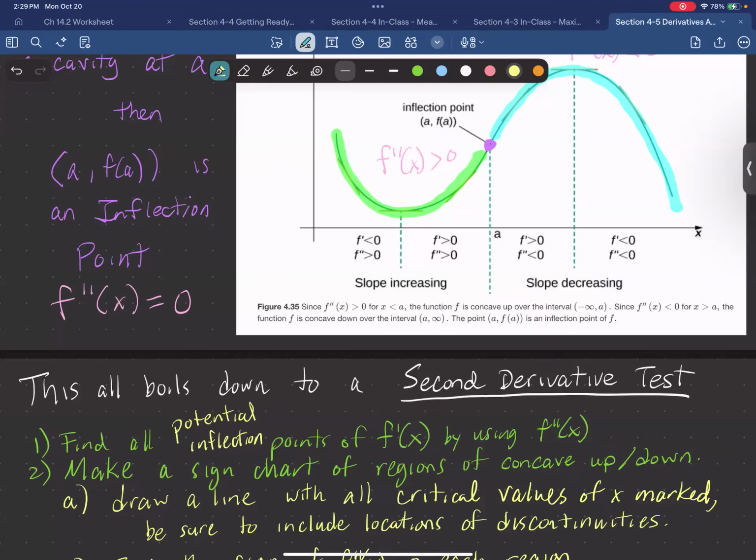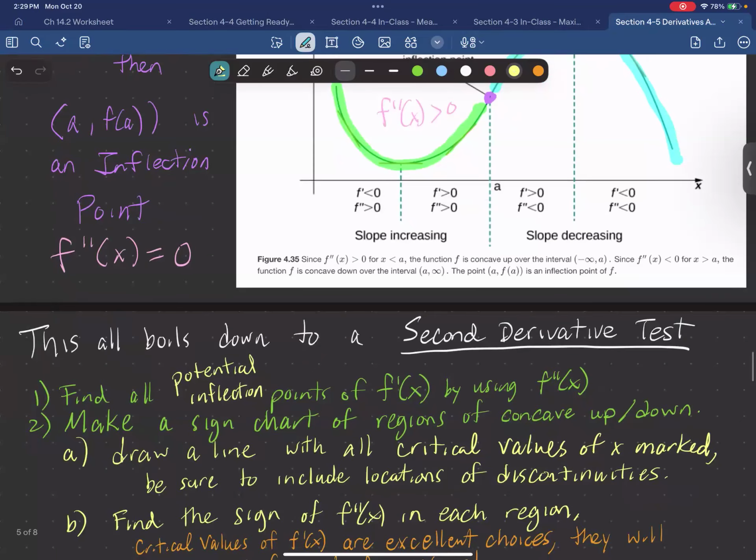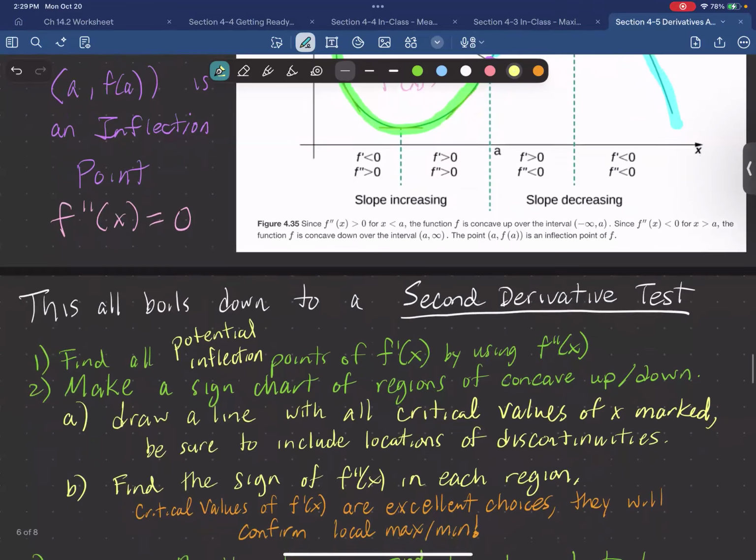And make sure, just like before, we're going to use where all the critical values either equal 0 or are undefined. Then we'll find the sign of f double prime of x in each region. And great test points to use, rather than just picking random numbers like I did for the first derivative test, are the points you had for critical values from the first derivative test. We're going to use those as our choices here, because as you'll see, they will help us confirm local maxes and mins if we choose those points. Okay?